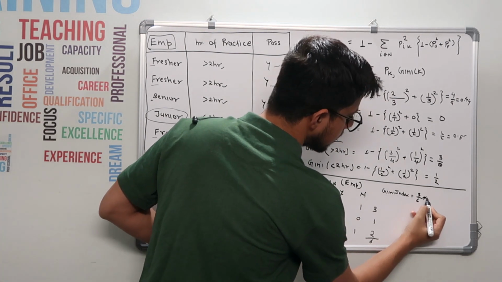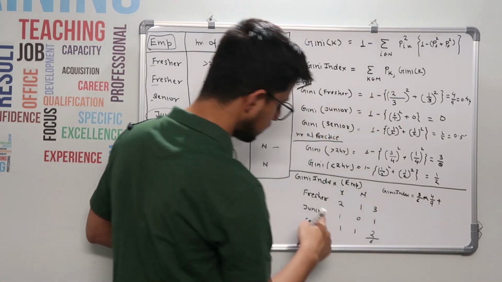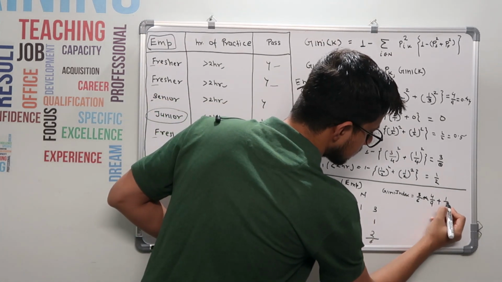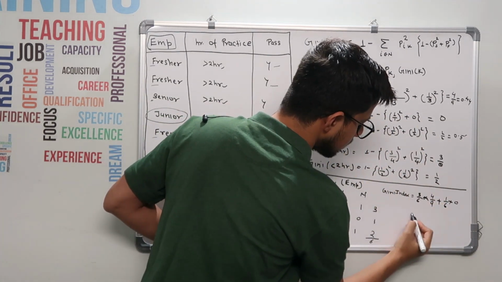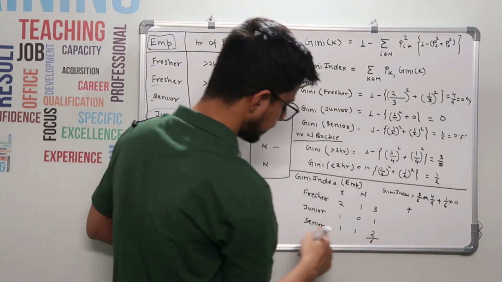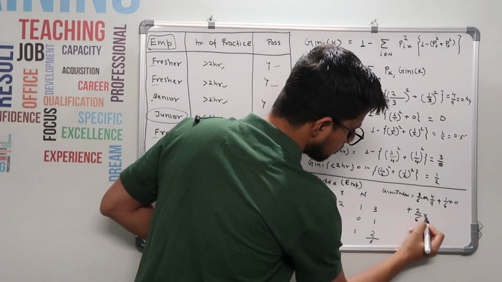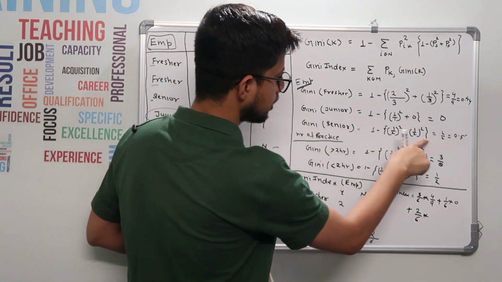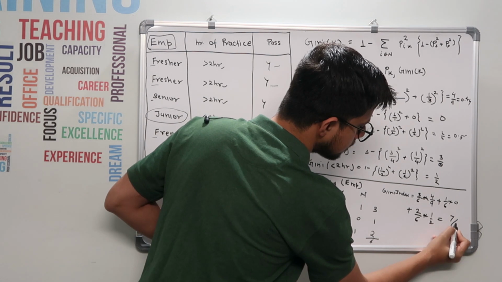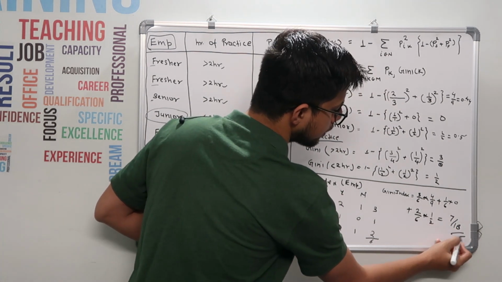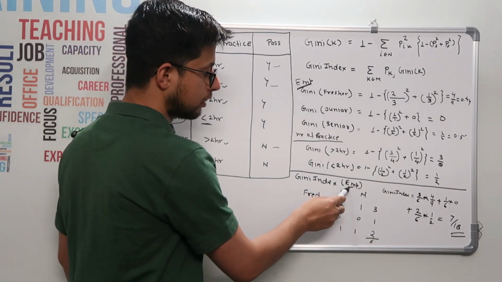3 by 6 multiplied by this 4 by 9, correct? Plus junior 1 by 6 multiplied by junior probability, that is 0, correct? Plus senior probability 2 by 6 multiplied by senior 1 by 2, correct? And if you solve this, this will become 7 by 18, okay? So this is the Gini index if you split for employee, okay?